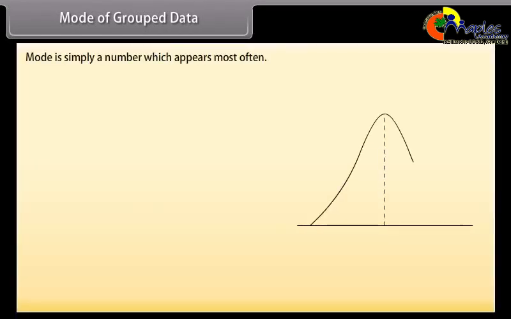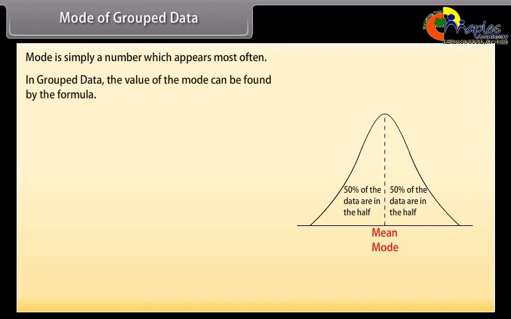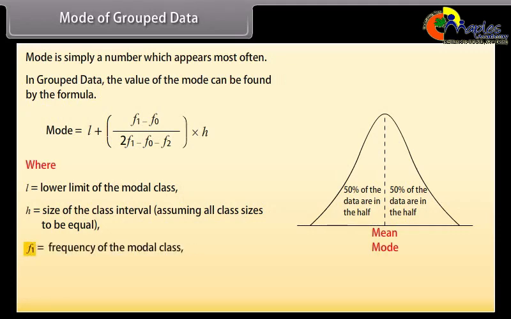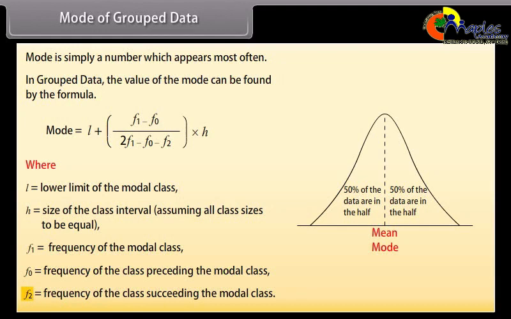Mode of grouped data. Mode is simply a number which appears most often. In grouped data, the value of the mode can be found by the formula as given below. L plus F1 minus F0, that is divided by 2F1 minus F0 minus F2 multiplied by H, where L is equal to lower limit of the modal class, H is equal to size of the class interval, assuming all class sizes to be equal. F1 equals frequency of the modal class, F0 is equal to frequency of the class preceding the modal class, F2 is equal to frequency of the class succeeding the modal class.